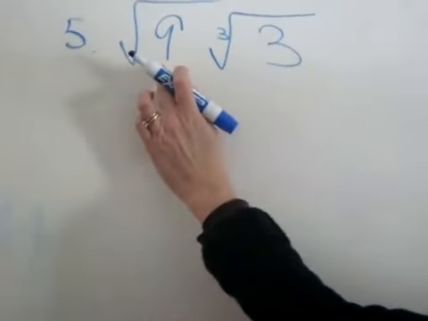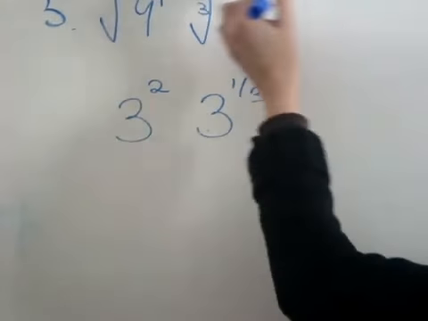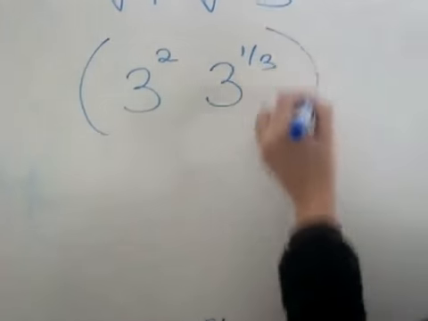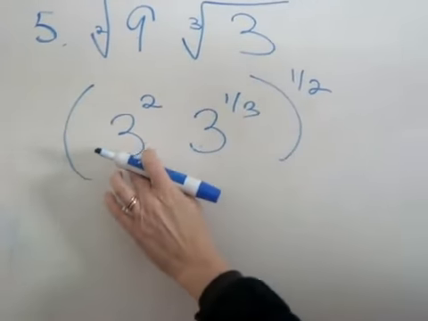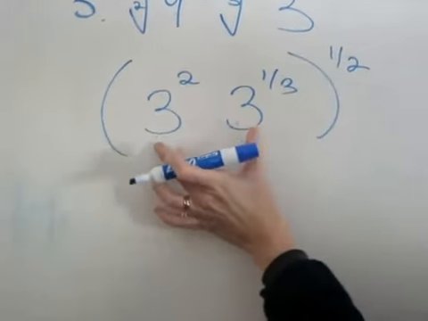The cube root of 3 is 3 to the 1/3 power. And both of these are under a radical. The index would be 2. So it would all be to the 1/2 power. Now if I would have left this a 9, there's not much we could have done with these because the bases aren't the same.